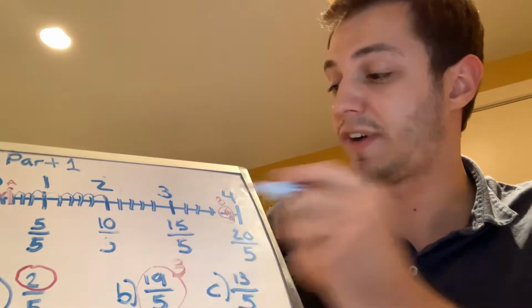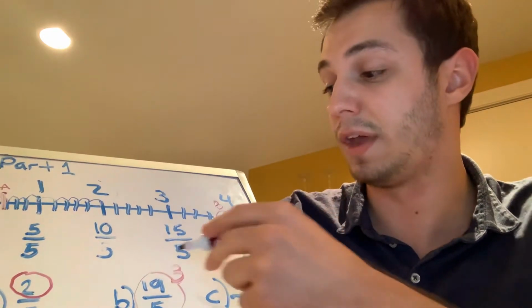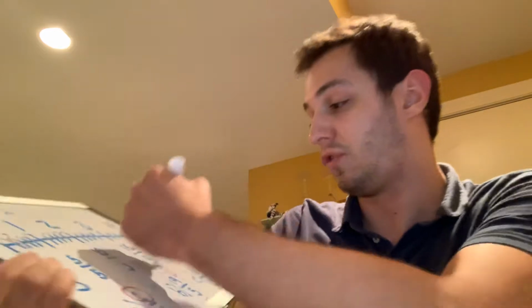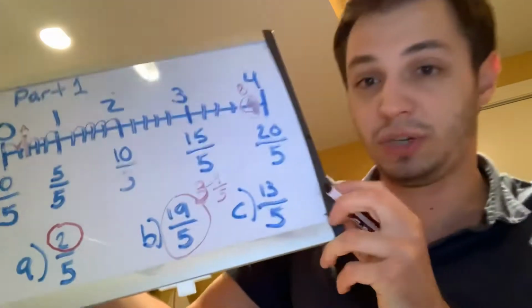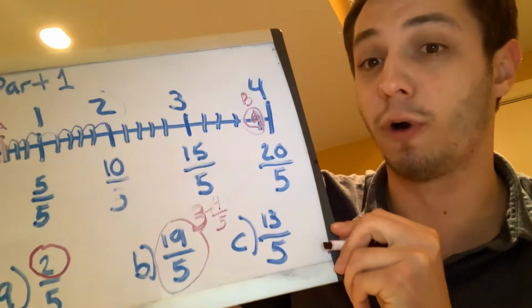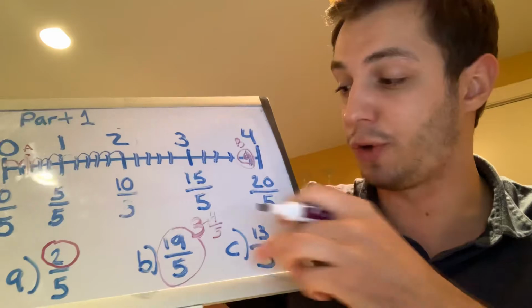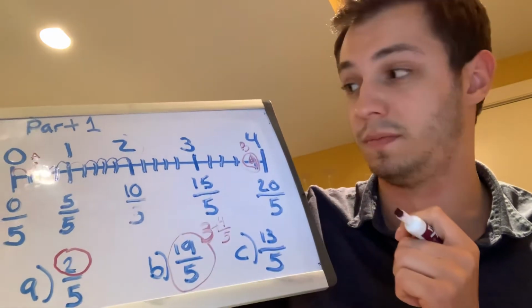Right? 3 times 5 is 15. And then we have 4 left. So 4 will be the top of our little number. So then my fraction will be 3 plus 4 fifths. It's just another way of saying 19 fifths.